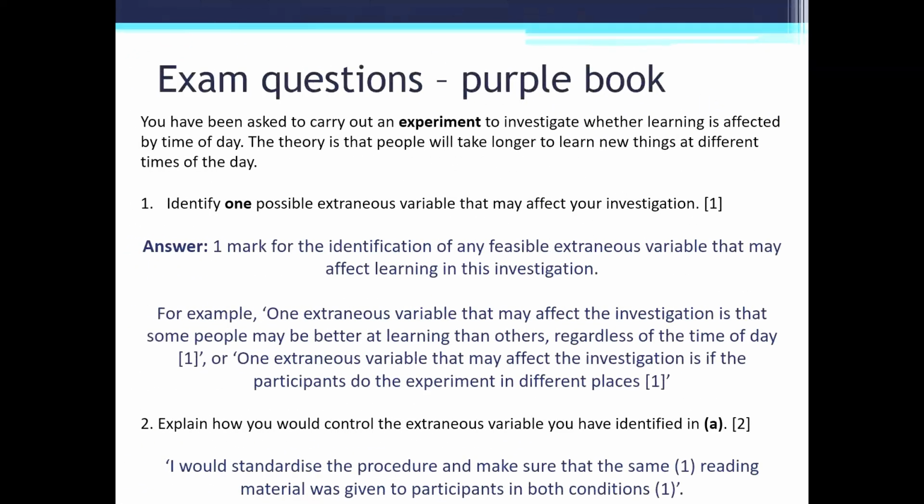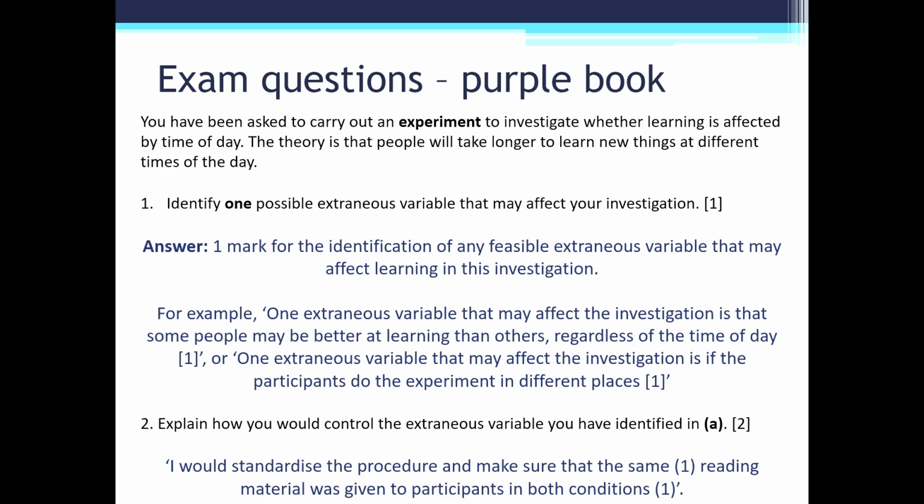So we've got one extraneous variable that may affect the investigation is that some people may be better at learning than others, regardless of time of day. So we're saying there an extraneous variable is maybe some people are better at learning, so just like a participant variable, like they're just naturally better at learning, and it's not that IV of time of day.